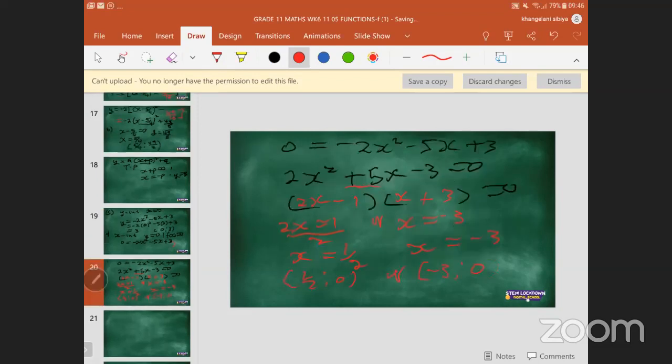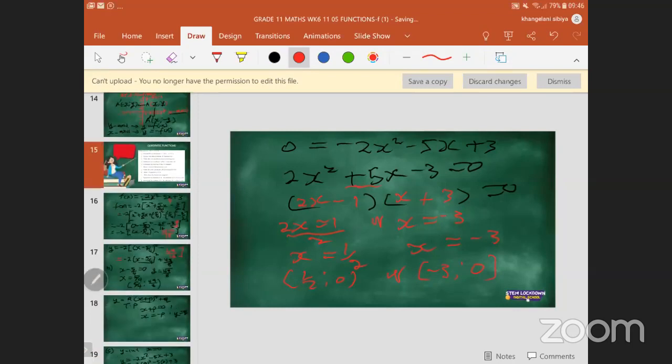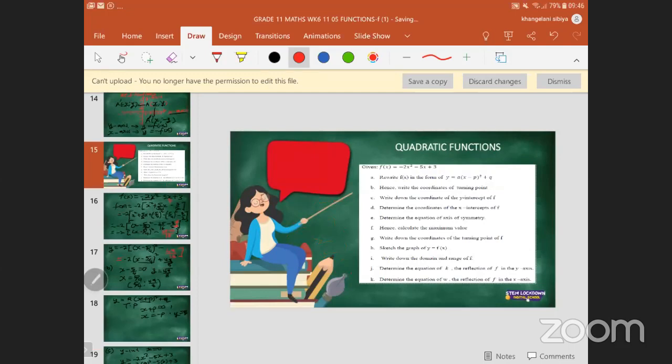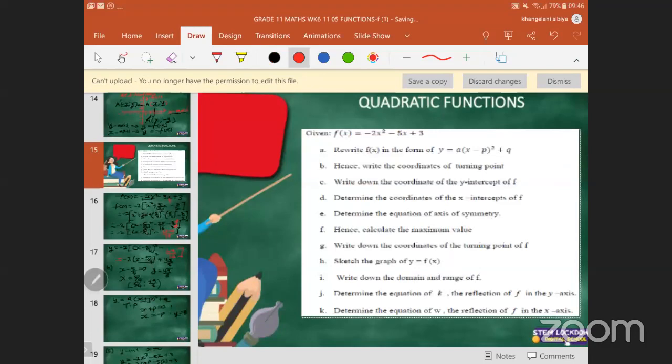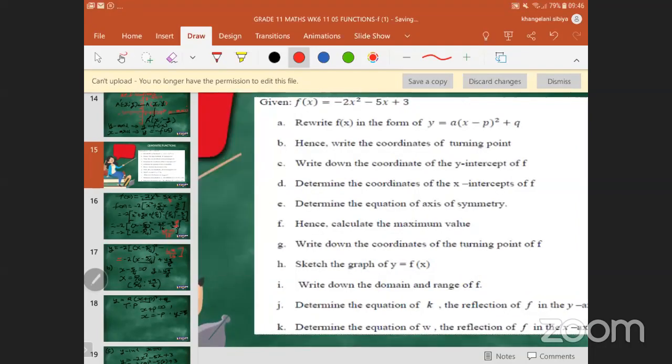Okay, let's stop here for now. What is our next question, which is E? Let me show you our next question. We are left with 15 minutes, but we will be in a position to cover everything. We did C, which was asking us for the y-intercept, and D, which was asking for the x-intercept. Now E is asking us for the axis of symmetry. And we said the axis of symmetry is the x value of the turning point, and we already calculated that one. Then let's look at F. Calculate the maximum value of the turning point. We already have that one.